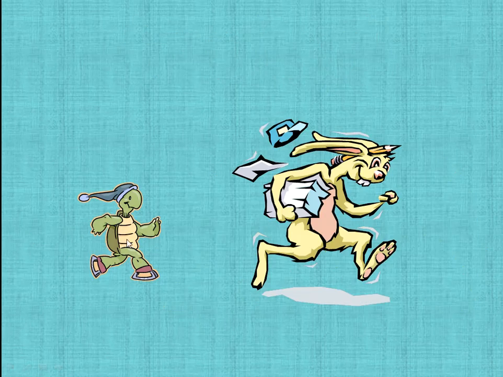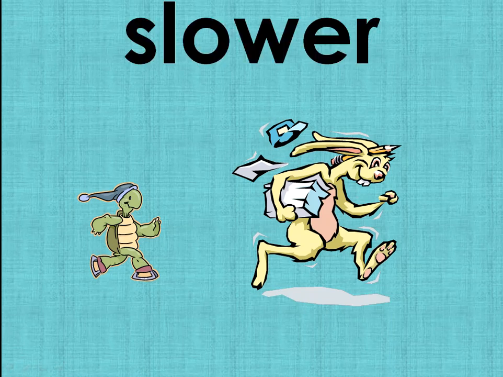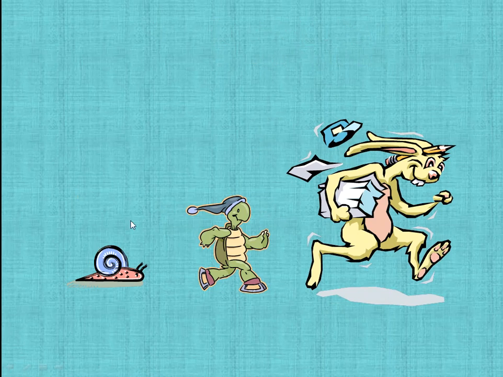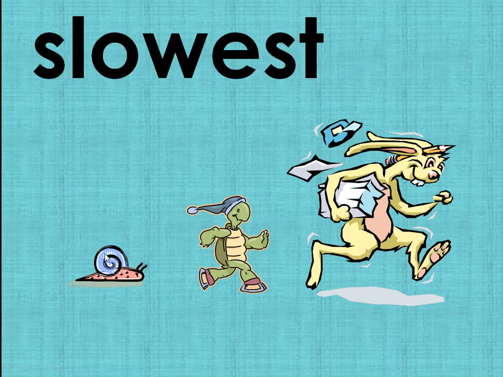This turtle is slow. Sorry, this rabbit, or I think this rabbit is slow, but this turtle is slower, slower, slower, because the rabbit is faster. Sorry, the rabbit is faster than the turtle, so the turtle is slower. But if you look at the snail here, the snail is the slowest, slowest, slowest. So here I can say this is slower and this snail is slowest.